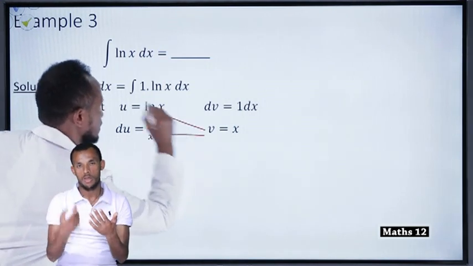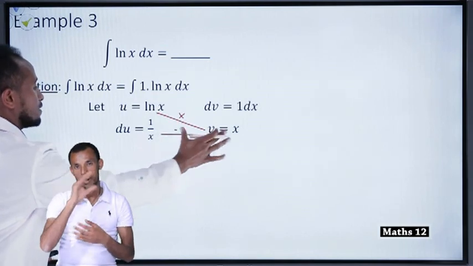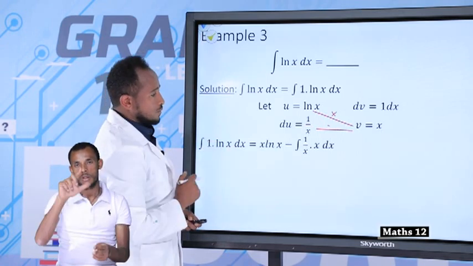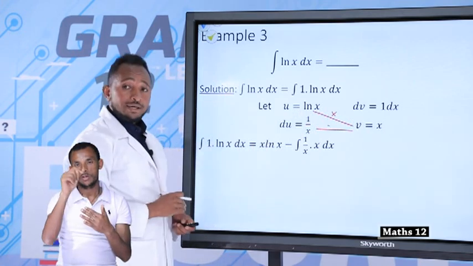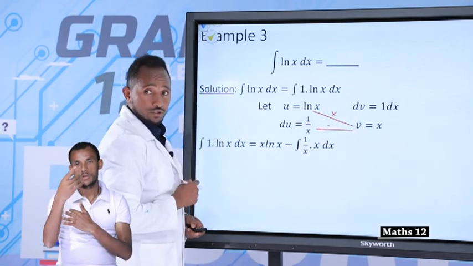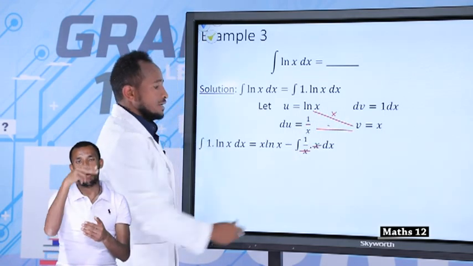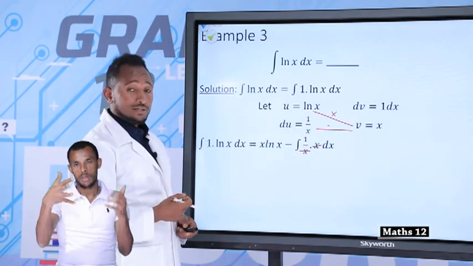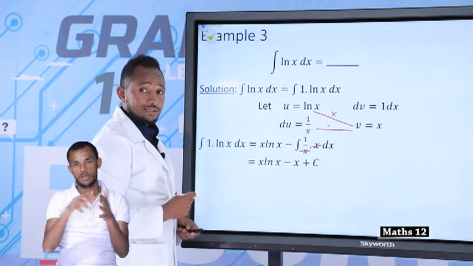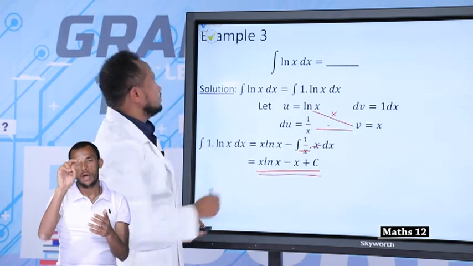Next, apply the formula. The formula for integration by parts is this one: you multiply these two and subtract the integral of the product of the other two. Therefore, the integration of 1 times ln x dx is equal to the product of the two, x times ln x, minus the integral of 1 over x times x dx. You can cancel x by x, and you will have 1 here. The integral of 1 dx is x. Therefore, the answer is x ln x minus x plus some constant c. So, this is the integration of ln x dx.